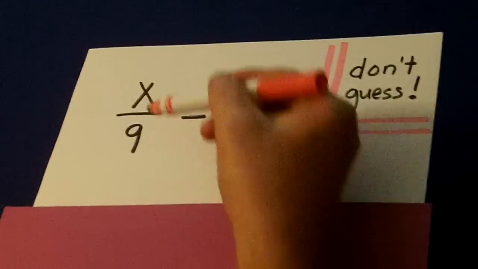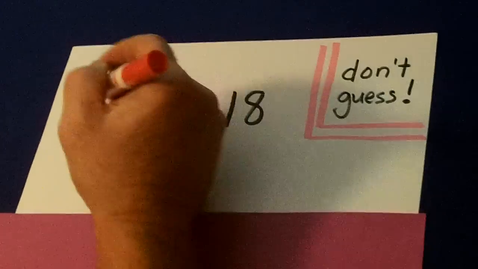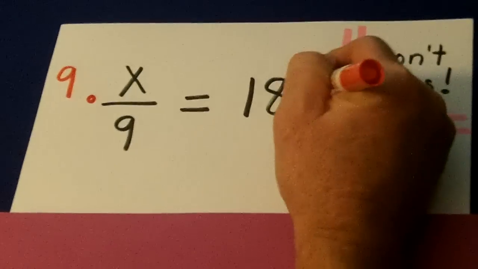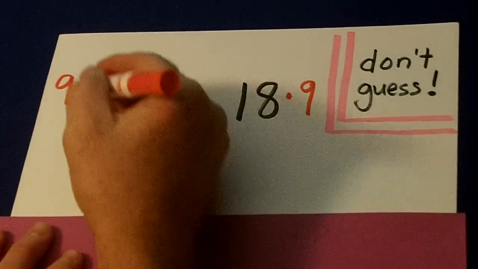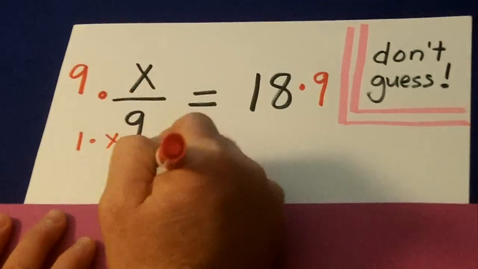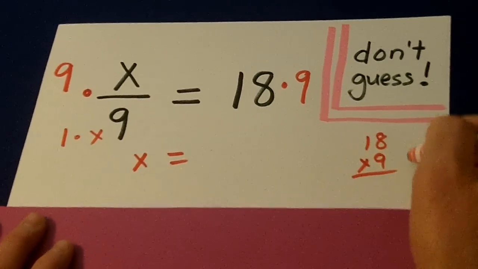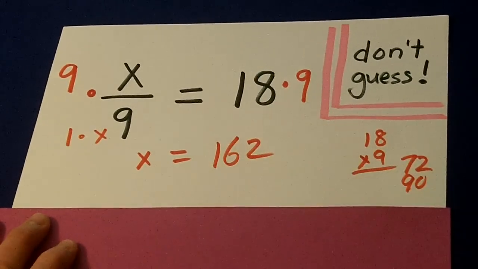Okay? Now, here comes division. This is x divided by 9. The opposite of that is multiply 9 both sides. Okay? Multiply 9 both sides. Now, what is 9 over 9? It's 1 times x is x. And then we go 18 times 9 is 72, and 90 is 162.